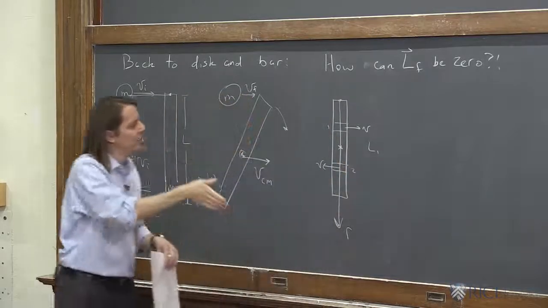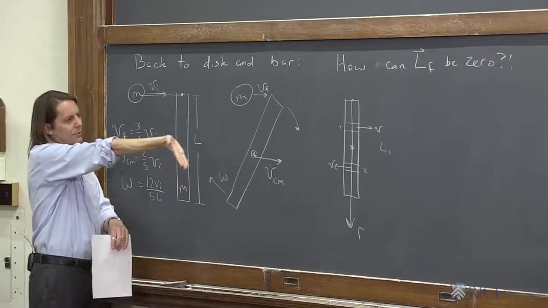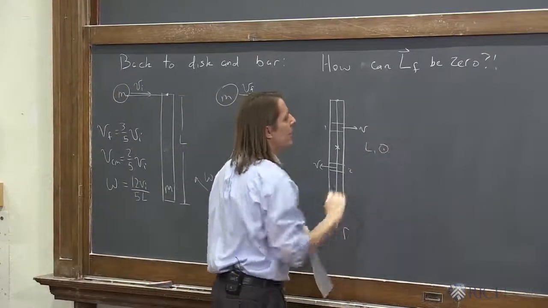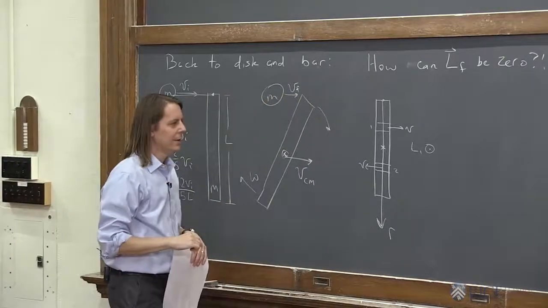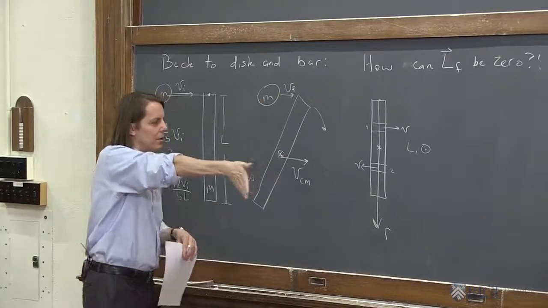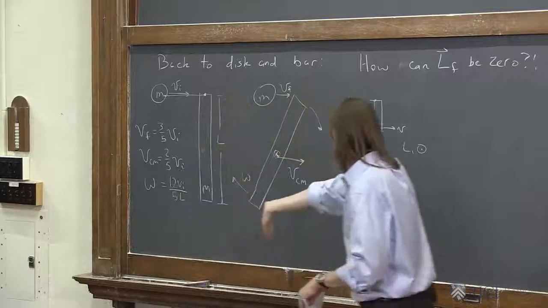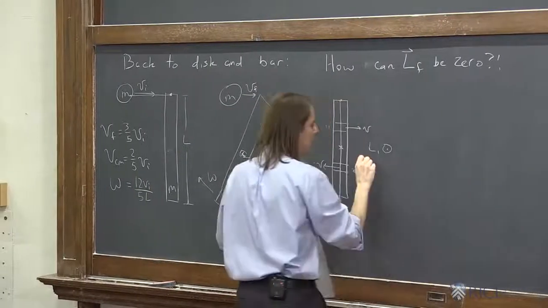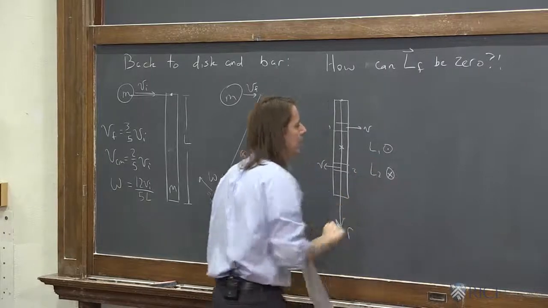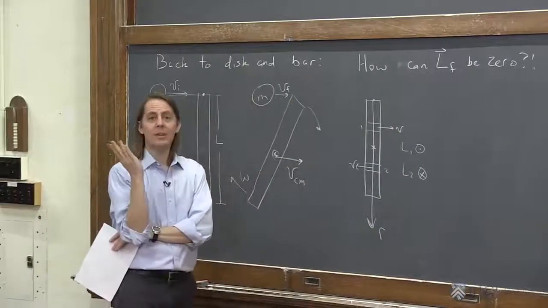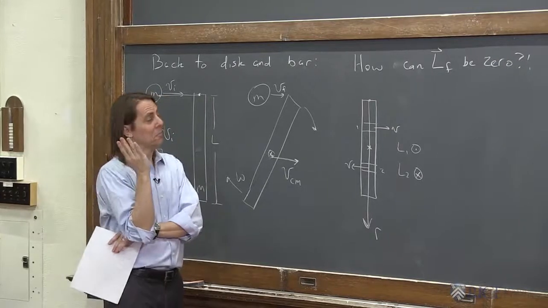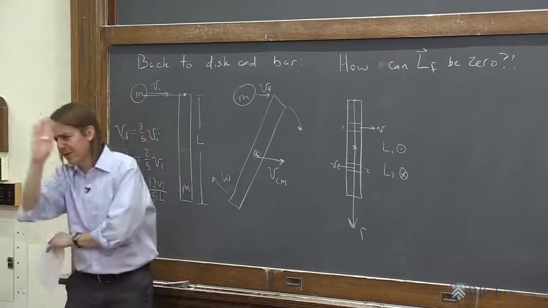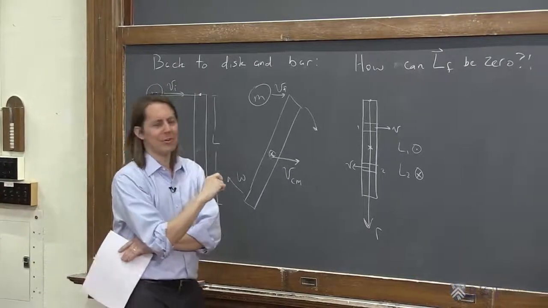L1, which way is it going to be? R down cross V that way. L1 is going to be out of the board, right? And which way is L2 going to be? R down cross V into the board. L2 into the board. So maybe they cancel. Maybe. If I didn't love you so much, I'd say, oh, they cancel, see you later. But they aren't going to cancel. You can probably already tell they aren't going to cancel, right?